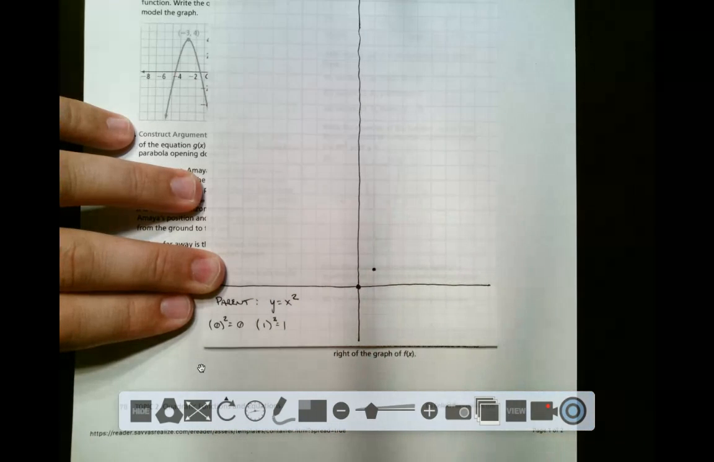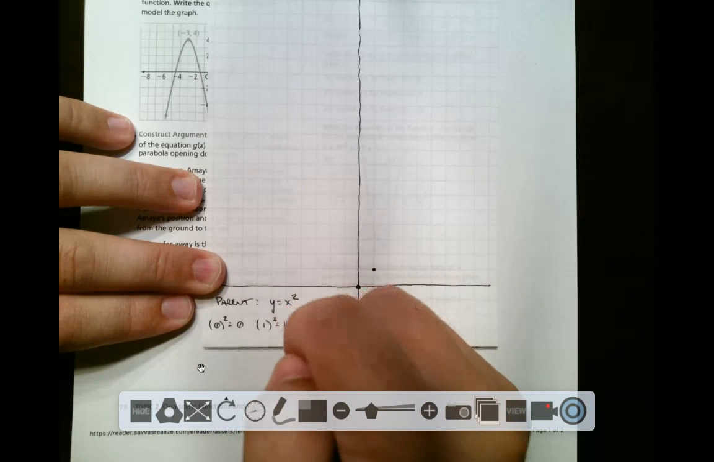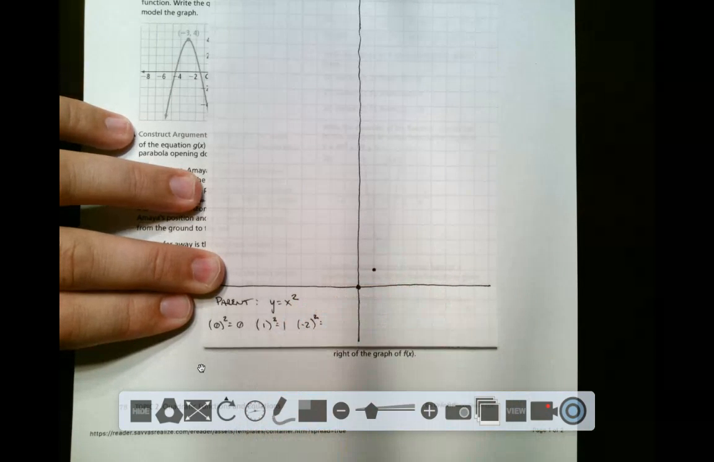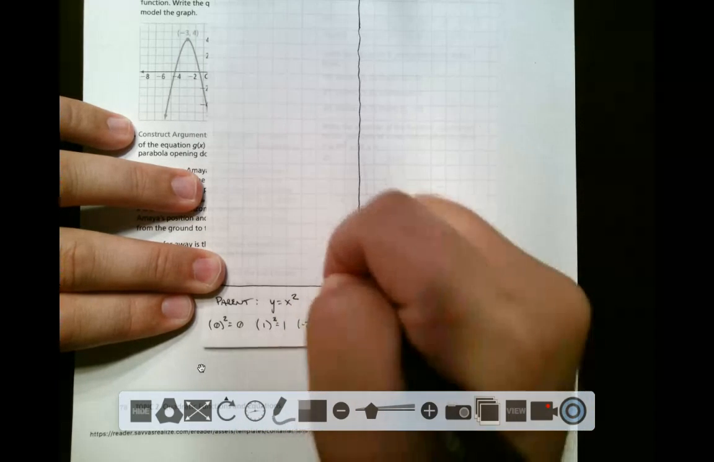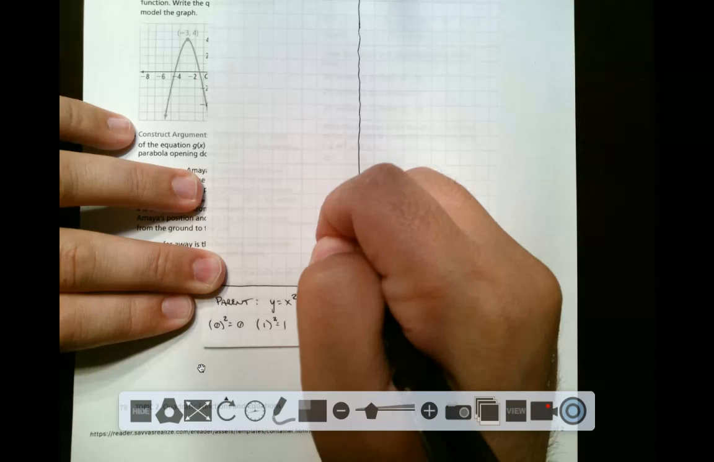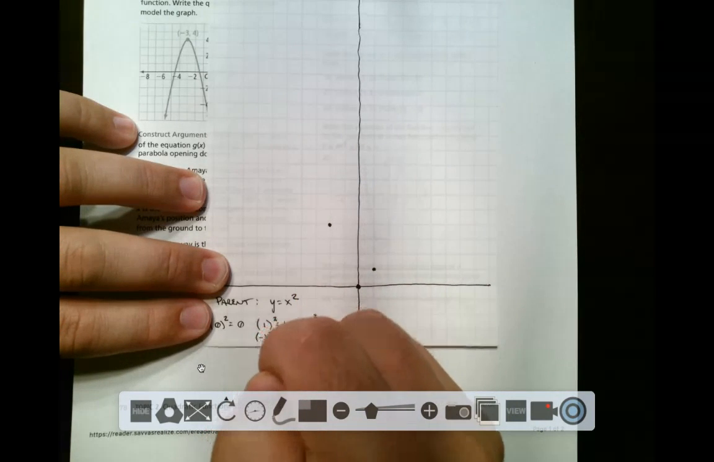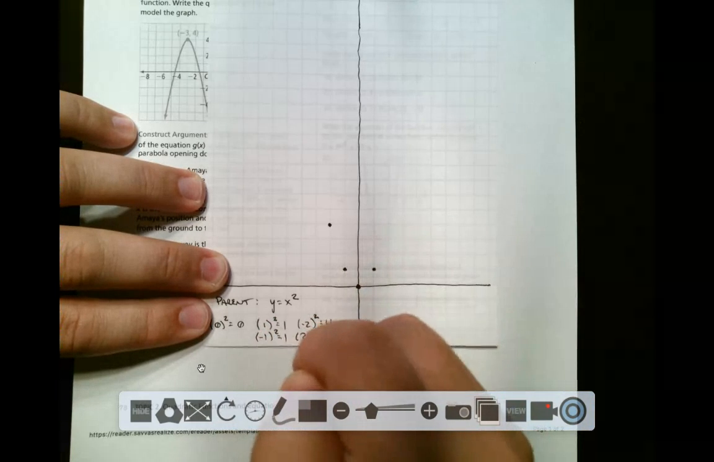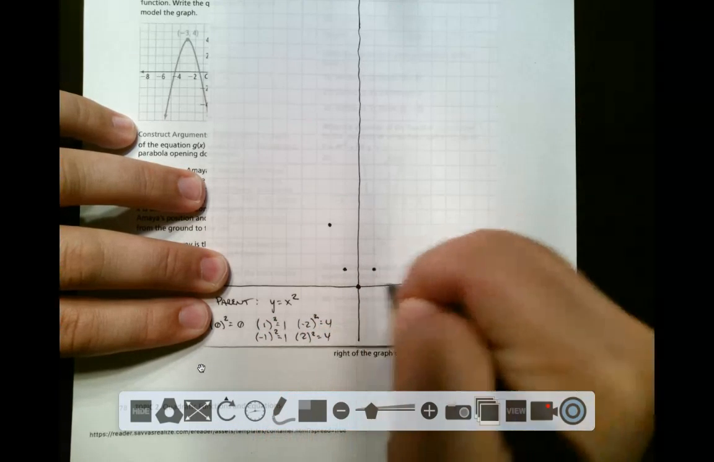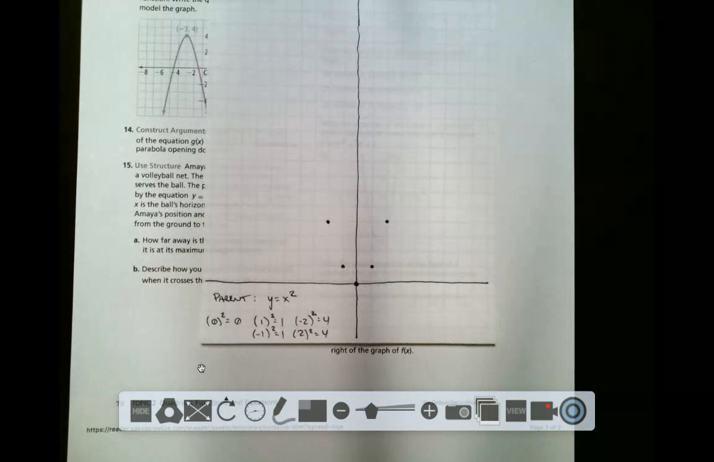So there's another point. What about to the left? If x is negative 2, well, negative 2 squared is just 4. So I'm going to go left 2 and up 4. 1, 2, 3, 4. So you just keep going, right? Same thing with negative 1 squared. That's just 1. So left 1, up 1. Same thing with positive 2 squared. That's just 4. So right 2, up 4. And then you can keep plotting these points to see what that should look like.